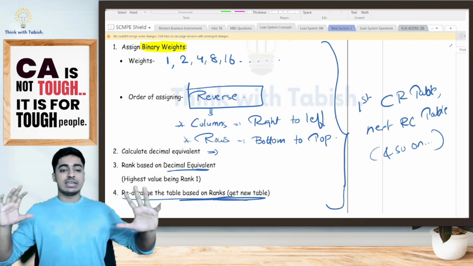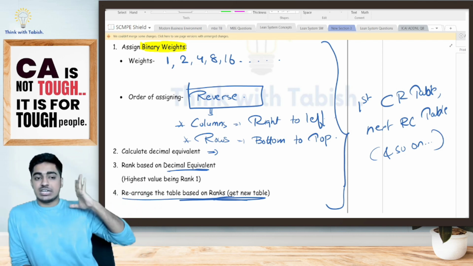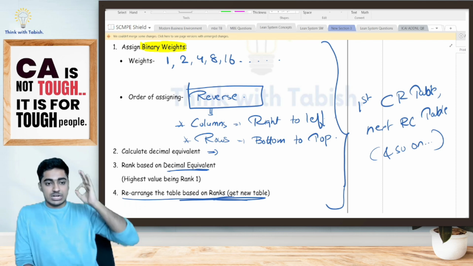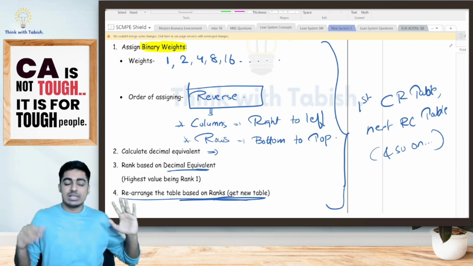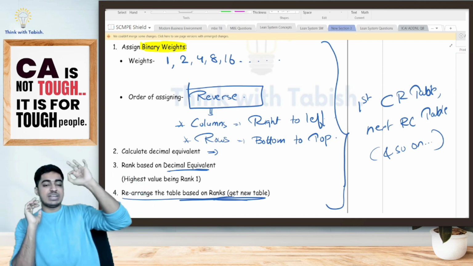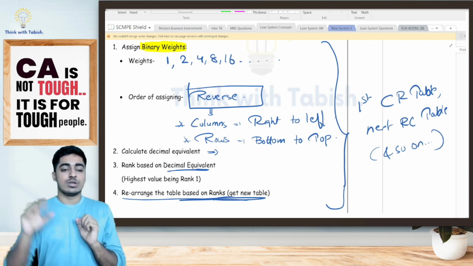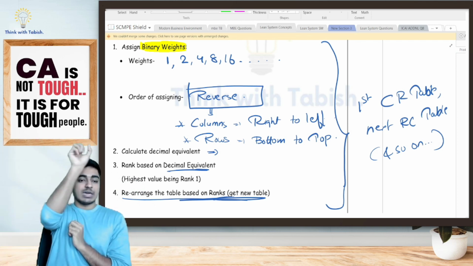Let me summarize everything, students. Table number 1, CR table. Just remember Cristiano Ronaldo. Table number 1 is my CR table. So first I will copy the data from the question, write it down. This is my table number 1, CR table. What is CR table standing for? Column, row.